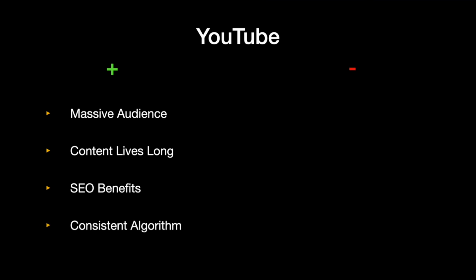Videos on YouTube continue to get views months, even years after you post them. YouTube is also a search engine which can drive traffic through searches, and they don't change the algorithm that much, it is more consistent. But there are also some downsides of YouTube, which is that creating videos requires significant time and the platform is very competitive.